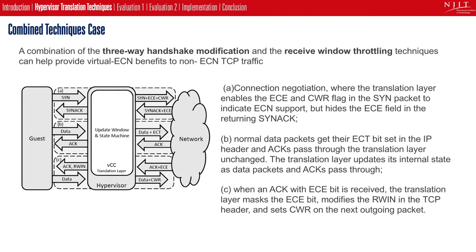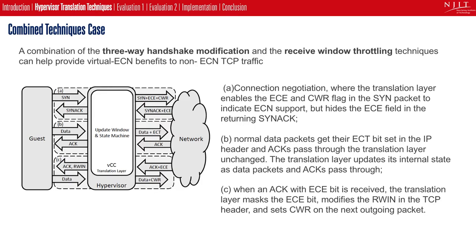Let's check a combined techniques case. The figure on the left illustrates how a combination of three-way handshake modification and receive window throttling techniques can help provide virtual ECN benefits to non-ECN TCP traffic.